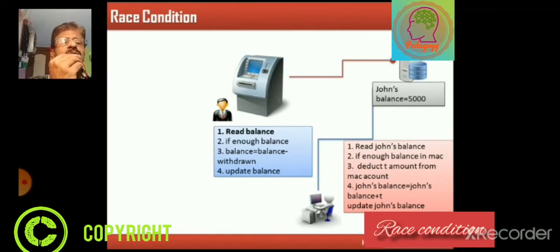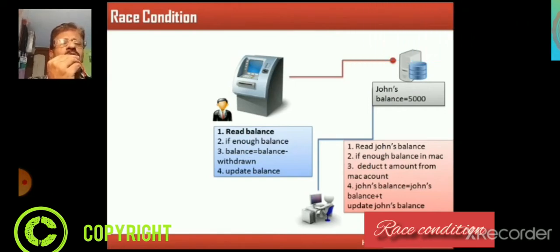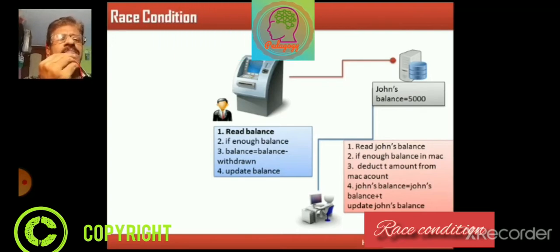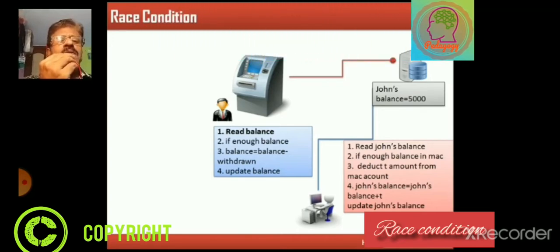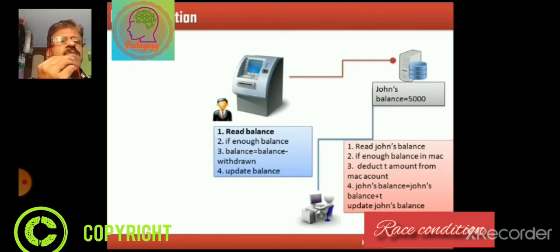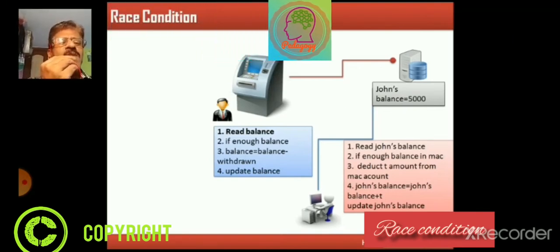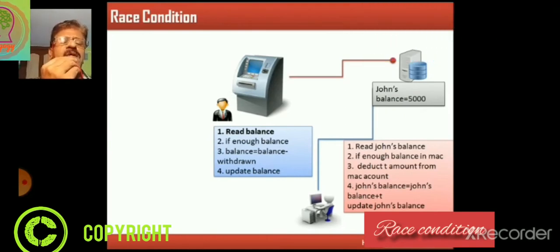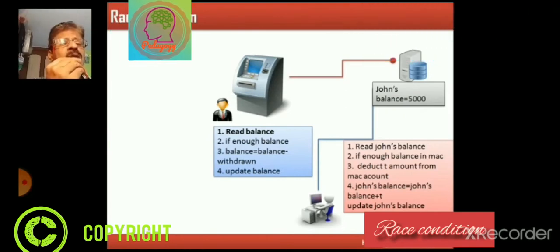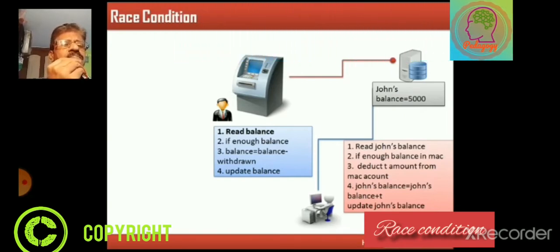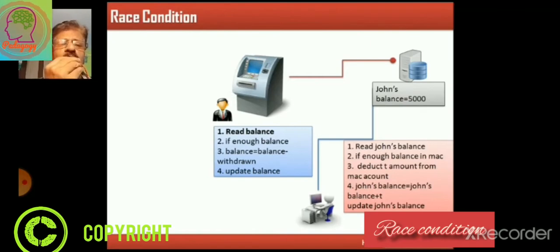That means whenever John reads the balance, whenever John accesses the ATM counter, the operating system first reads the balance, fetches the information from the DBMS, then reads the balance. If there is enough balance, then balance is equal to balance minus withdrawn, and update the balance. But at the same time, someone wants to deposit into John's account.